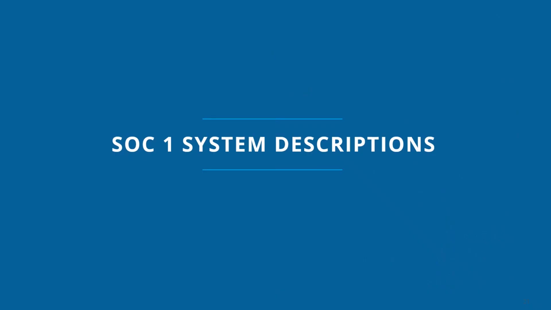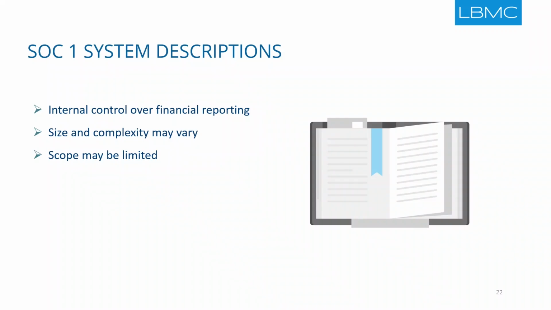Now we'll take a look at what should be included in SOC 1 system descriptions. The SOC 1 system description is intended to provide user auditors and user entities with information about the service organization's system that may be relevant to the user entity's internal control over financial reporting. It should also enable user auditors to assess the risk of material misstatements in the entity's financial statements. The SOC 1 system description does not necessarily need to cover every aspect of the service organization system. Some aspects may not be relevant to the user entity's internal control over financial reporting.